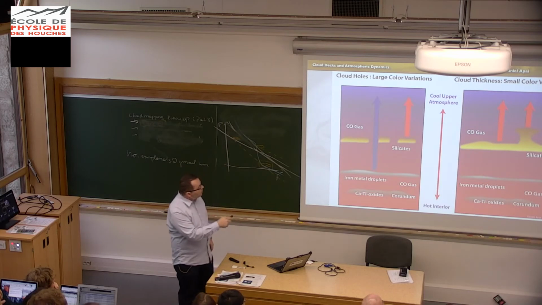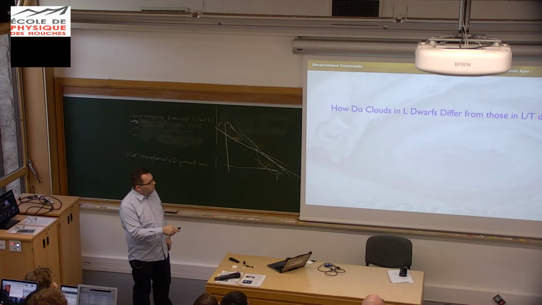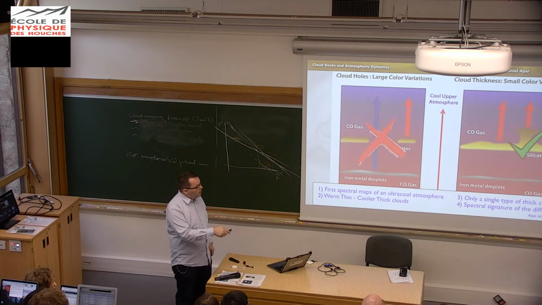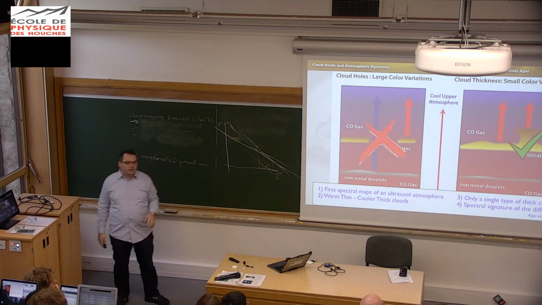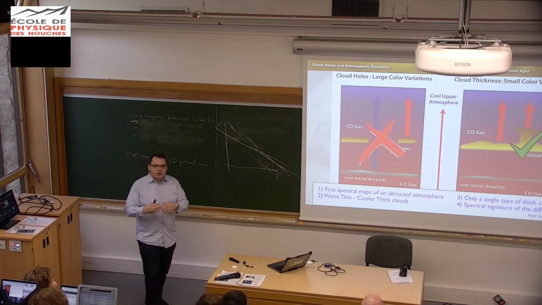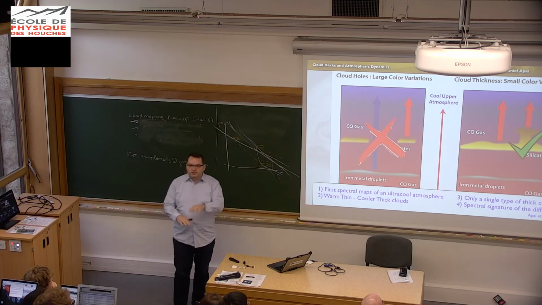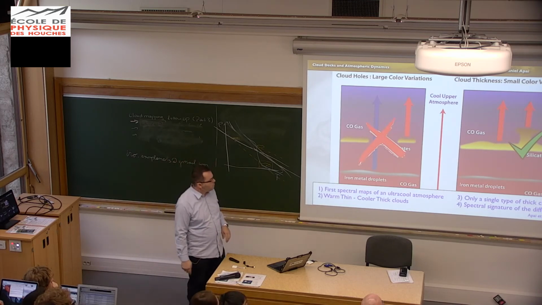So instead of cloud holes leading to large color variations, we find small color variations introduced by cloud thickness variations. No single cloud hole really has been identified yet. So when we think about patchy clouds being there, they are patchy, but our evidence currently is that the patchiness is more in the thickness variations and not through opacity holes through the clouds.